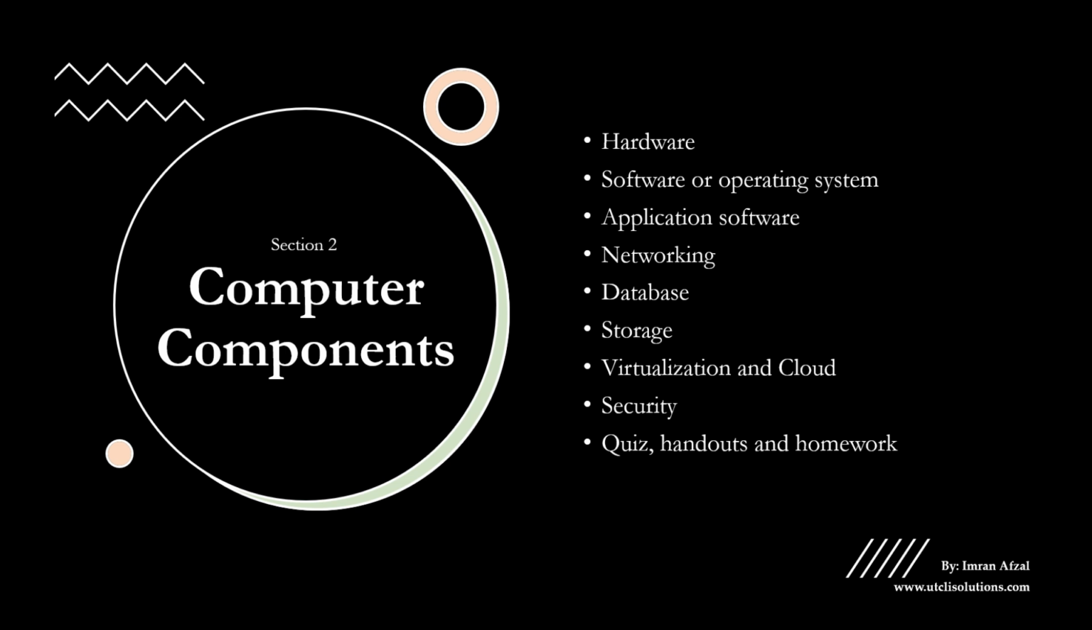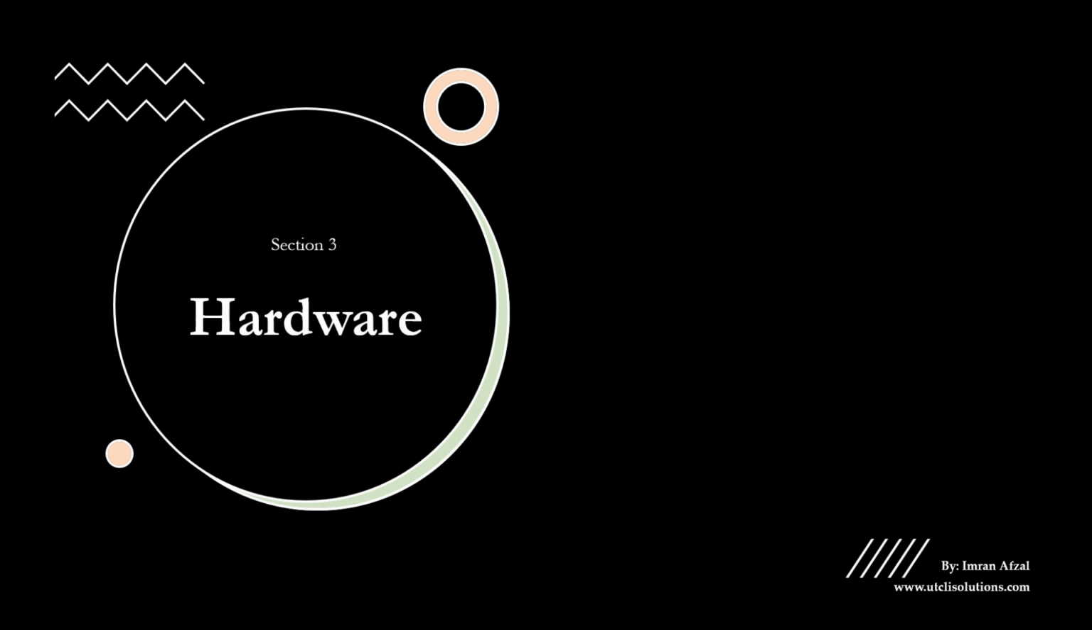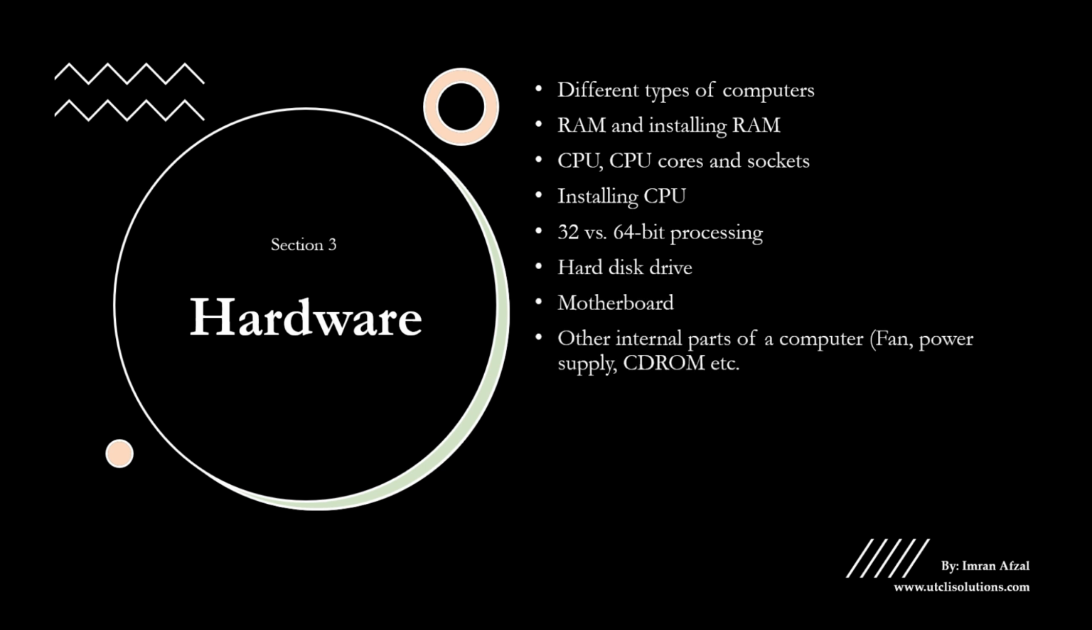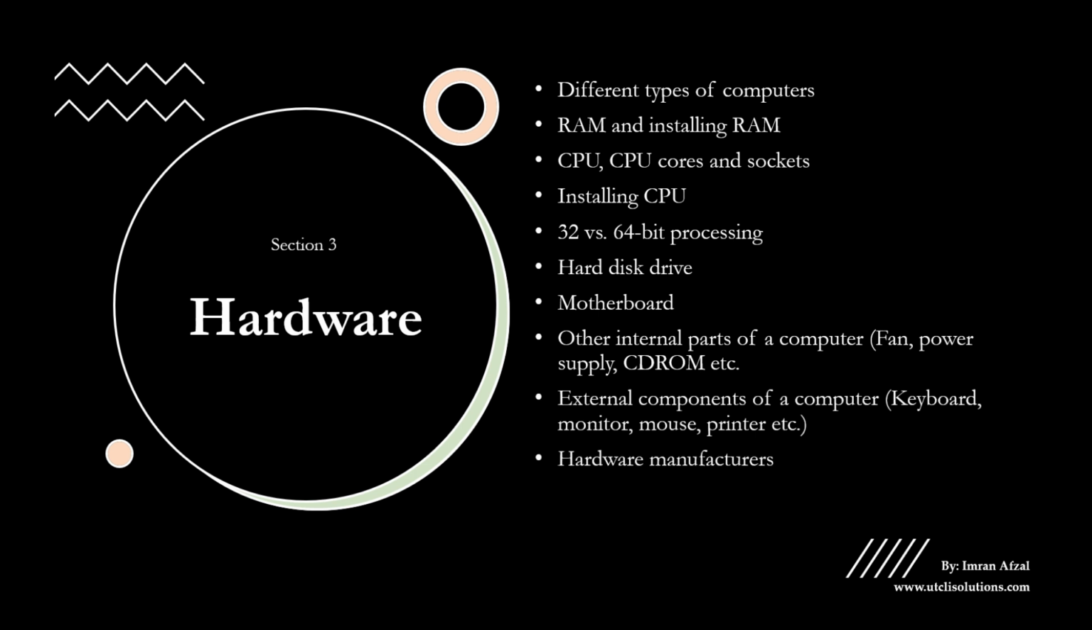Then starting with section 3, we are actually going to pick each one of these components and we're going to drill down. So starting with section 3, hardware, we'll talk about different types of computers. We'll install RAM and I will show you when I open up the computer where RAM is located and how you can replace it. Similarly, we'll do it for CPU and its core and sockets. We'll install the CPU, then we'll talk about the 32 and 64-bit processing architecture, disks, hard disk, motherboard, other internal parts of computer, external components, hardware manufacturers, computer comparison with our human body, and then quiz, handouts and homework.